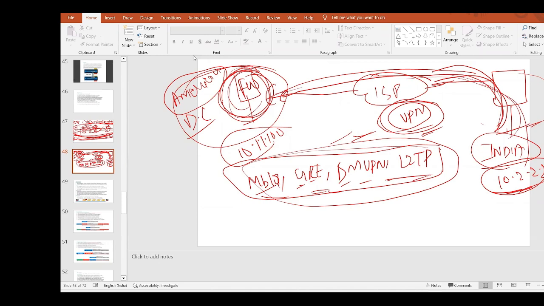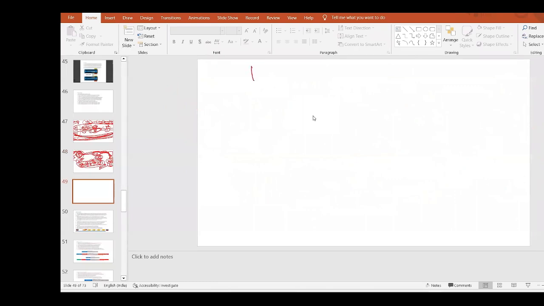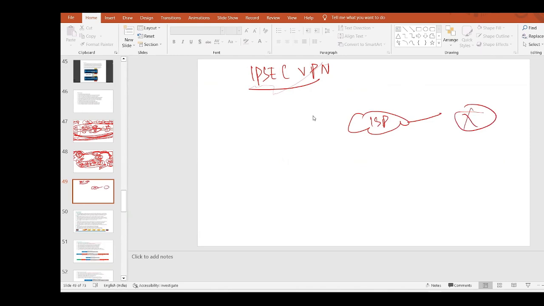But the thing is that there is some chance of hacking. This is very risky over the ISP because all of it is plain text. Those are not encrypted. So then a technology came called IPsec VPN. What is IPsec? I will explain that. IPsec said, okay, I will help you reach your LAN, I will help you connect one VPN.